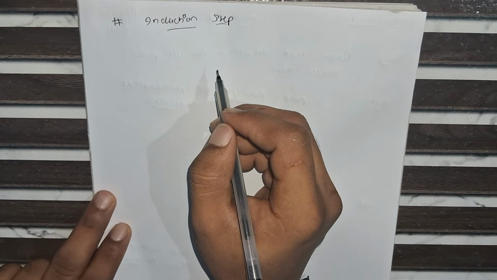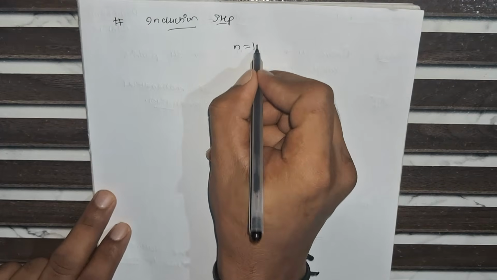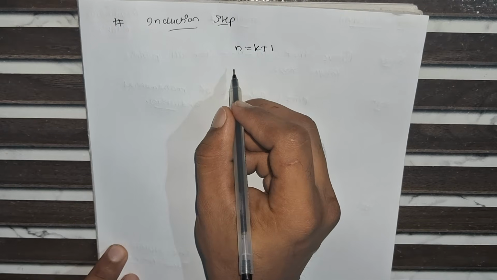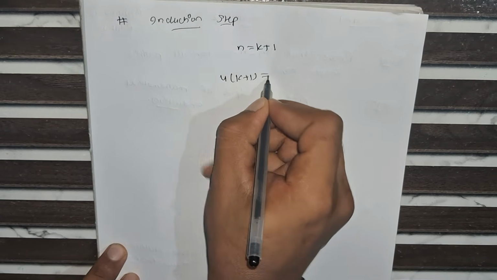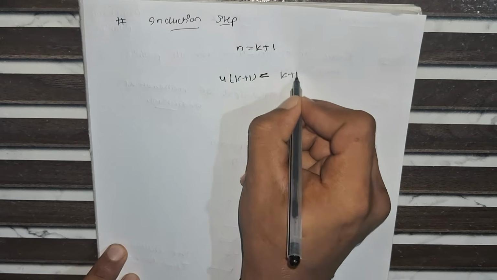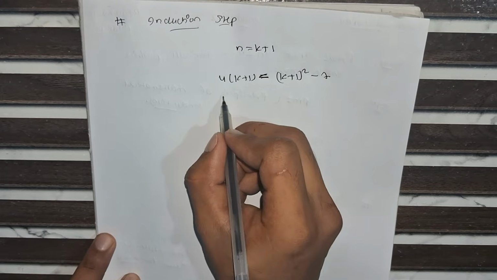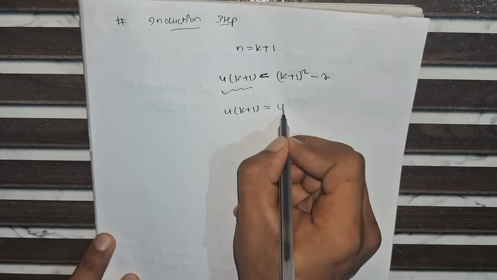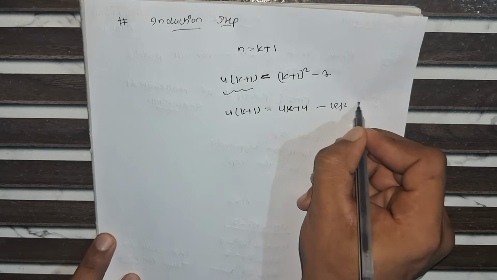In this induction step, we must prove that the statement is true for n equal to k plus 1. Now, what is the meaning of n equals to k plus 1 in this main expression? We are putting k plus 1 in place of n, which is less than (k plus 1) whole square minus 7. Now first we are taking our left hand side, which is 4 times (k plus 1), which equals 4k plus 4. This is our left hand side.